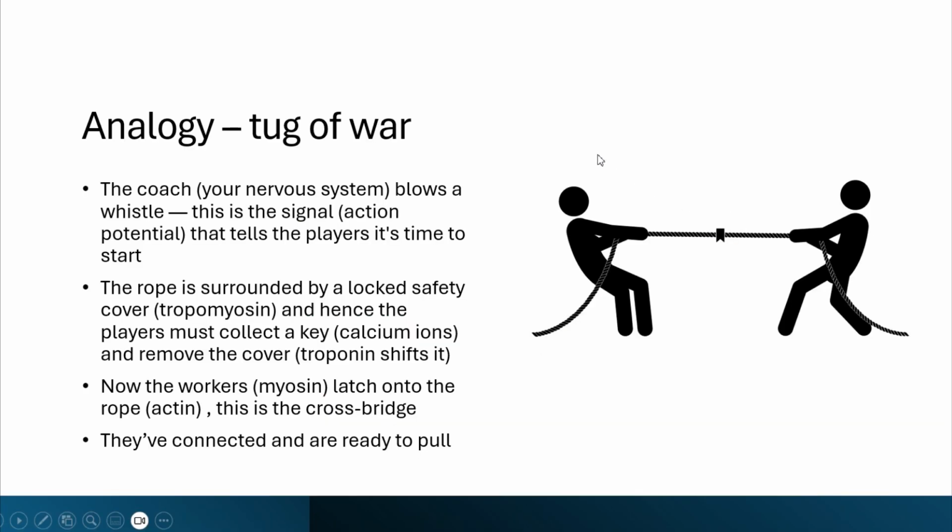So an analogy here is like tug of war. The coach is like your nervous system. It's going to blow a whistle, telling the players that it's time to start. And that's the action potential. That's a signal that tells the muscle it's time to start the process.